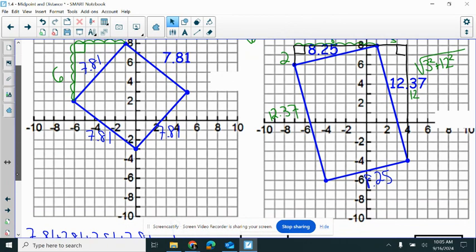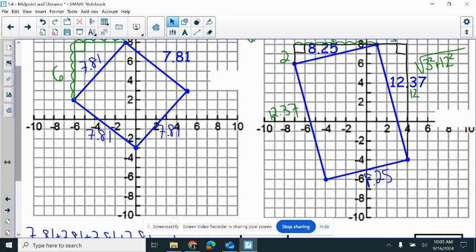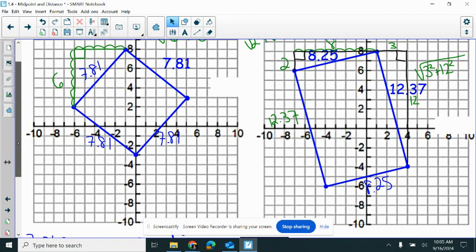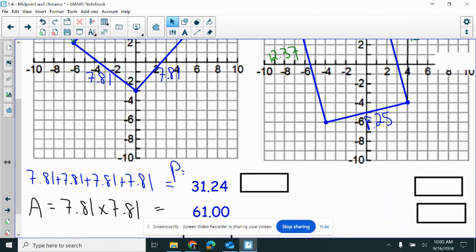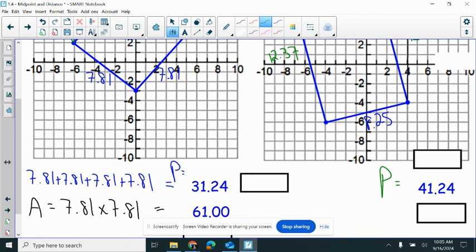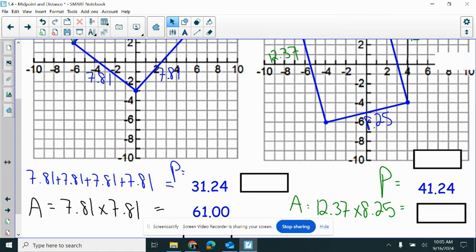To find the perimeter, I just add those four numbers together. So 8.25 plus 8.25 plus 12.37 plus 12.37, and that would give me a perimeter of 41.24. Then to find the area, you multiply the two numbers. So I would do 12.37 times 8.25, and that would give me an area of 102.05.